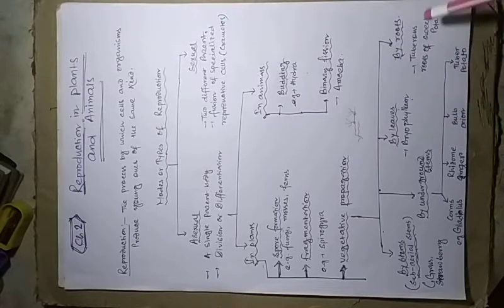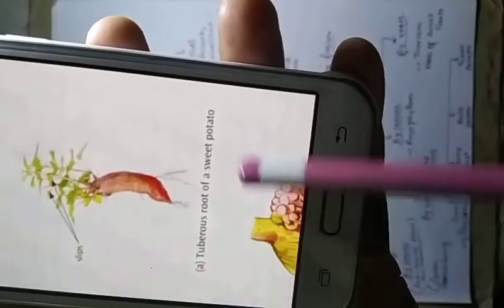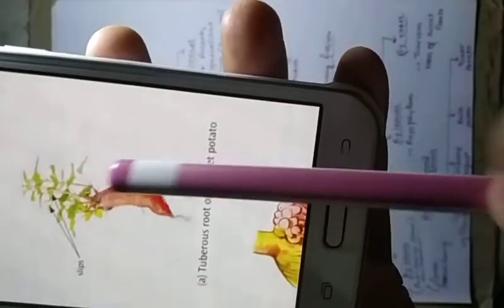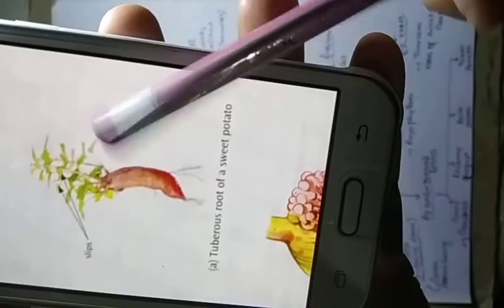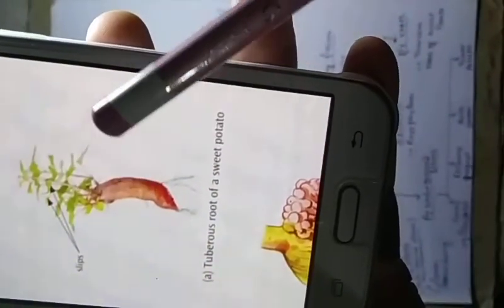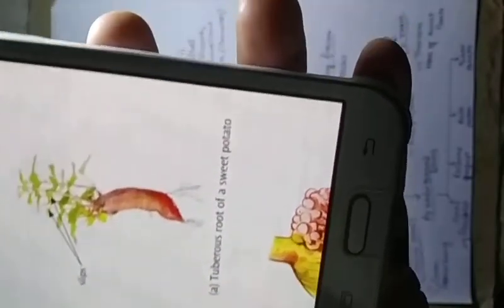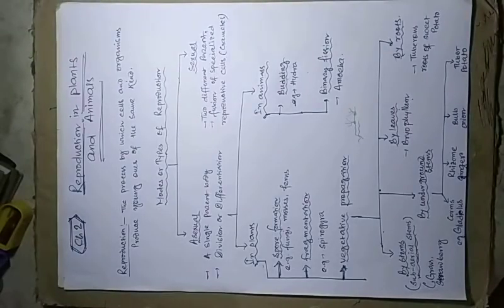Now students, last one, by roots. Students, you can see this is a sweet potato, tuberous root of sweet potato. This is a root, and from this stem, slips, meaning small plantlets, will grow between this tuberous root and stem, okay. So the tuberous roots of sweet potato store food and are swollen. You can see that is the whole root. Buds called slips arise at the point between the tuberous root and the stem.